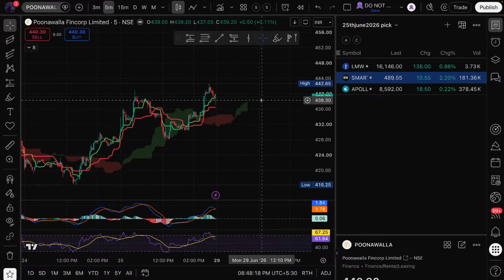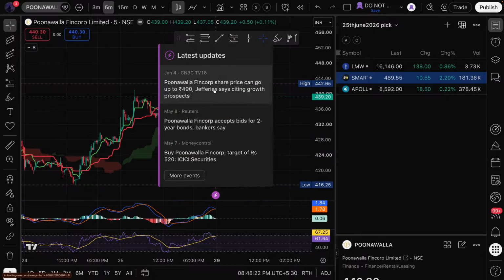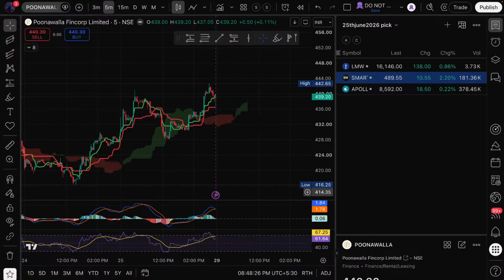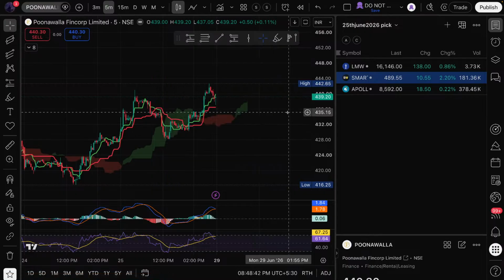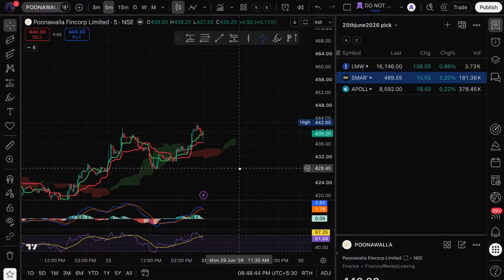So see, everything is going in green. Now let's go to June 4th. Now price can go up to 490. Someone has told, is it CNBC TV 18? Jeffries. All right. Here, Poonawalla FinCorp accepts bids for 2-year bond. Bankers say, all right, it might be different debentures, not the new one. The news was out just now, just a couple of days back, so that's why.